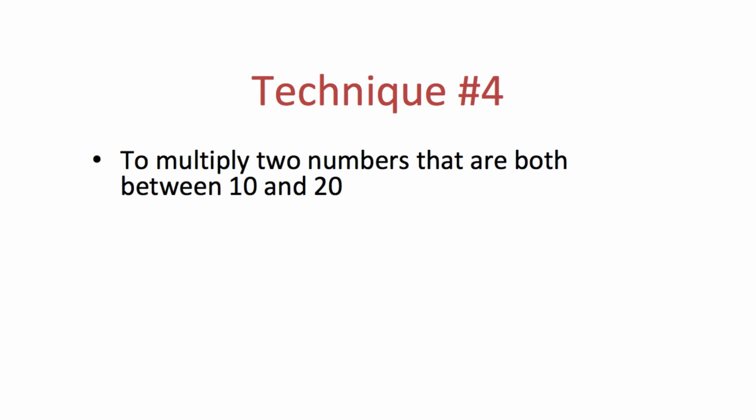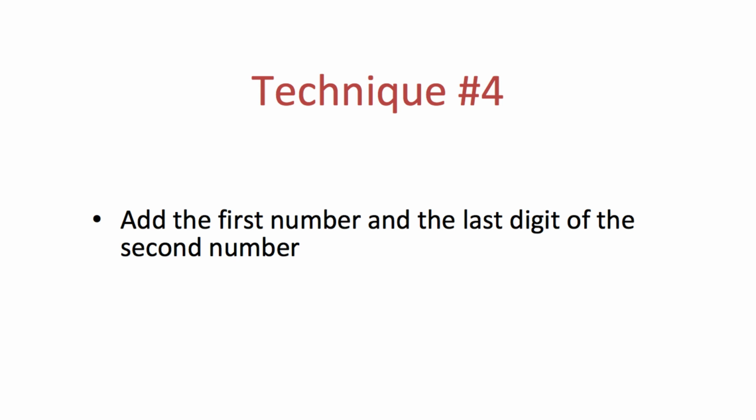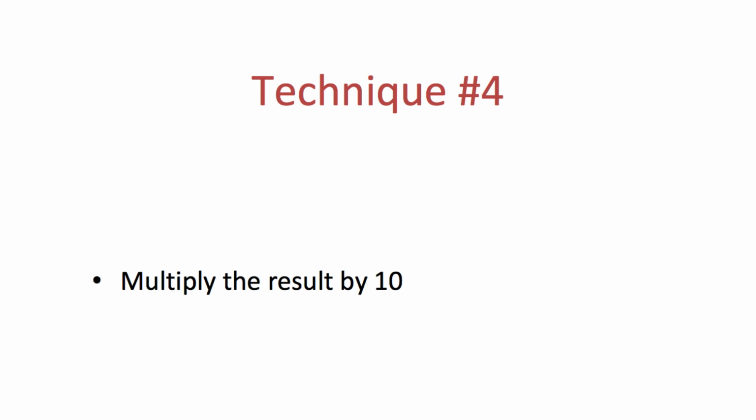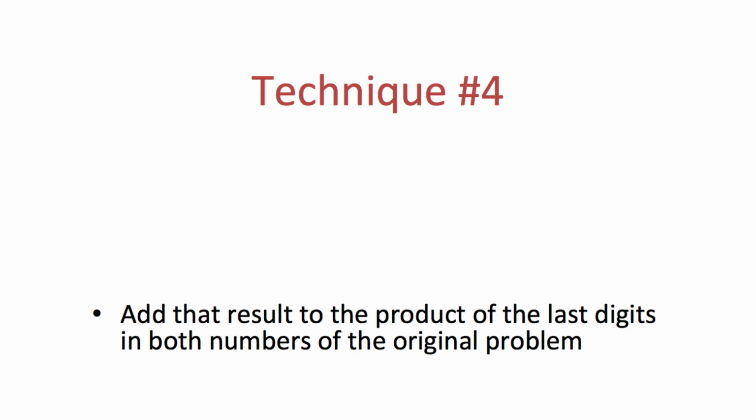Technique number 4. To multiply 2 numbers that are both between 10 and 20, add the first number and the last digit of the second number. Multiply the rest by 10. Then, add that result to the product of the last digits in both numbers of the original problem.